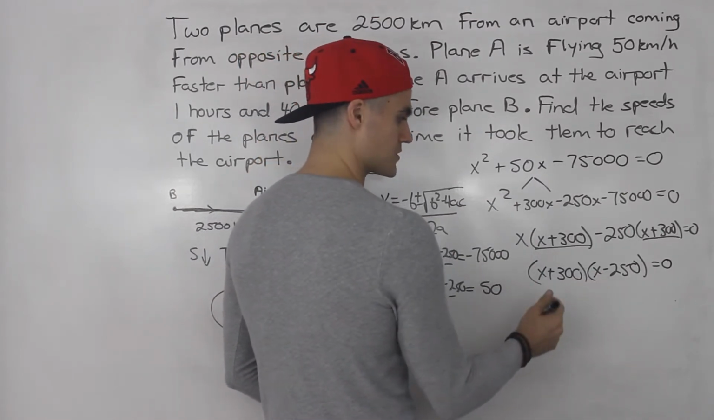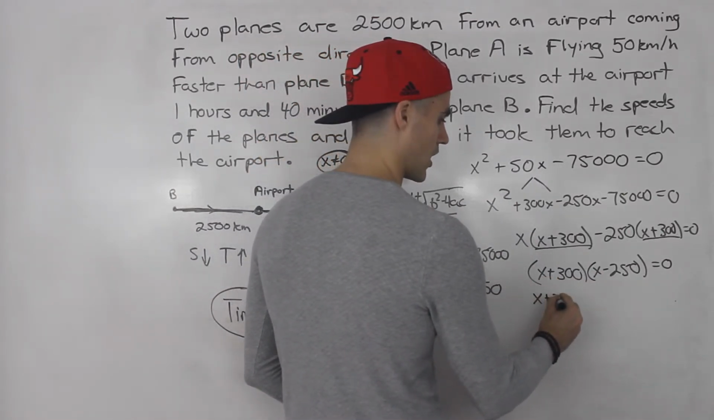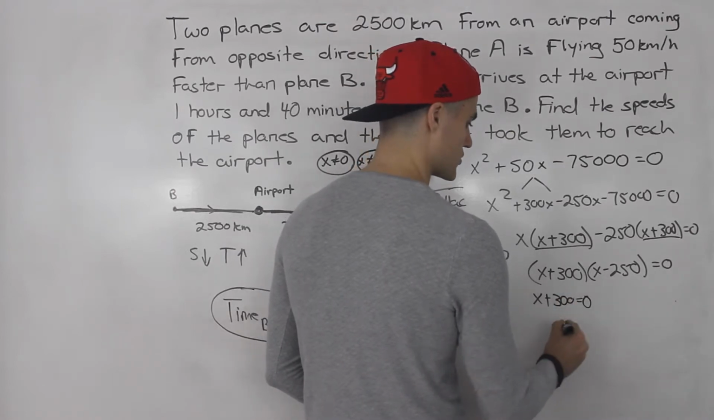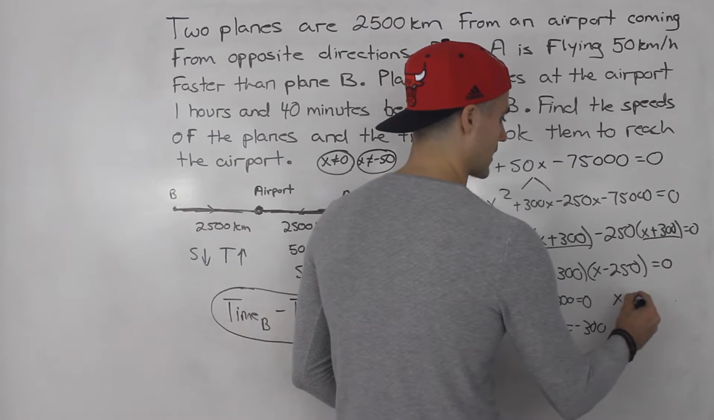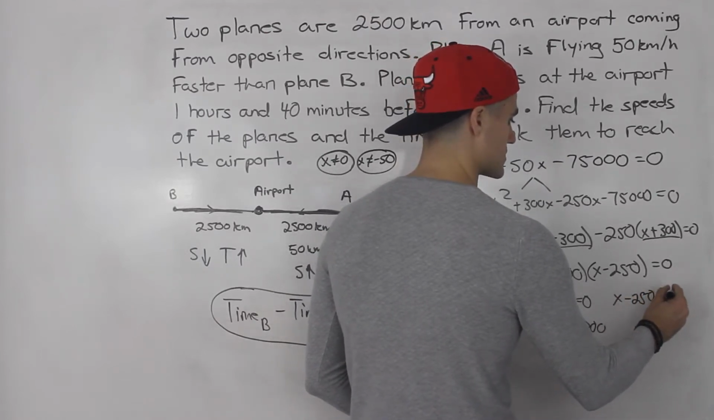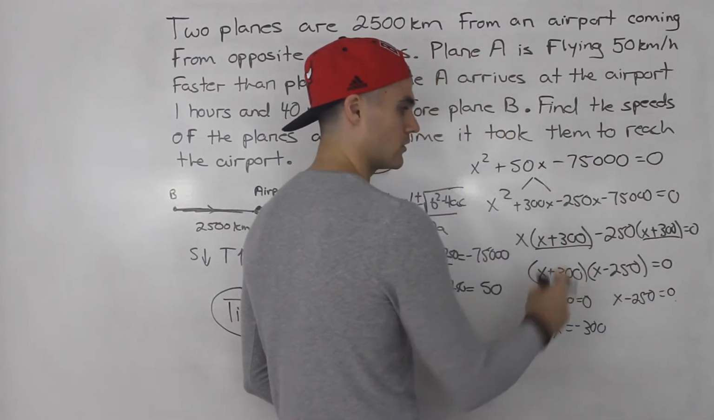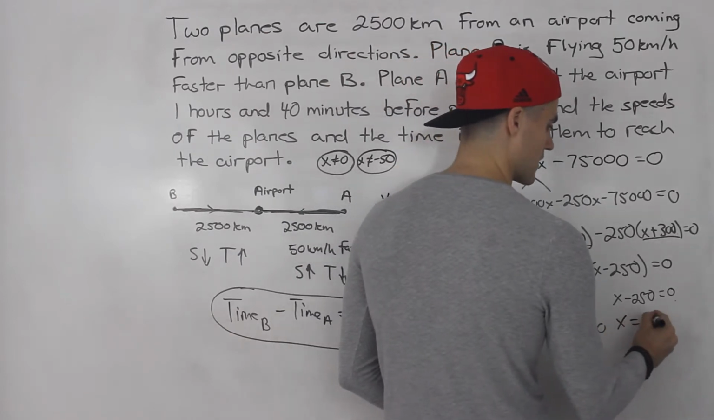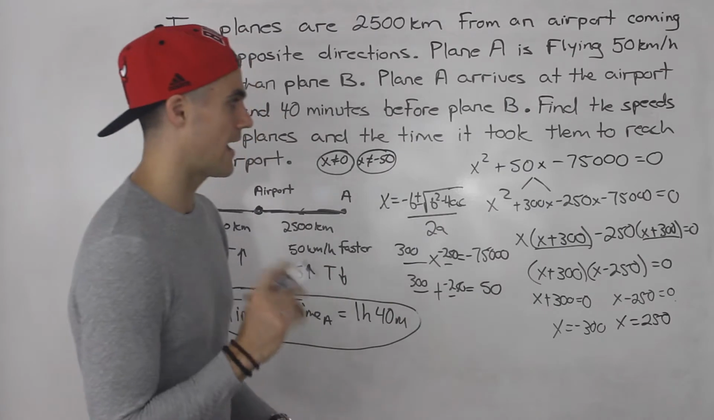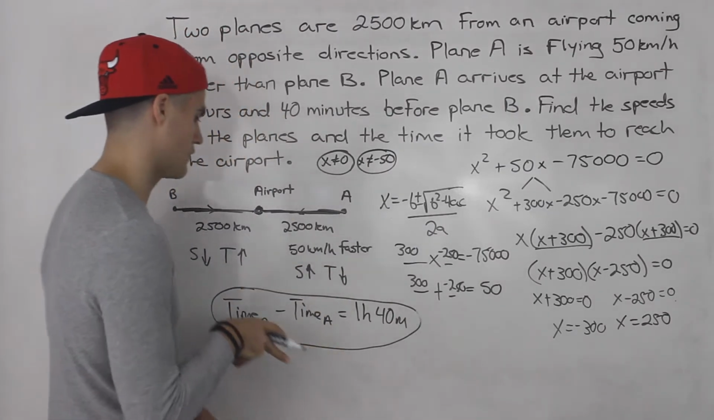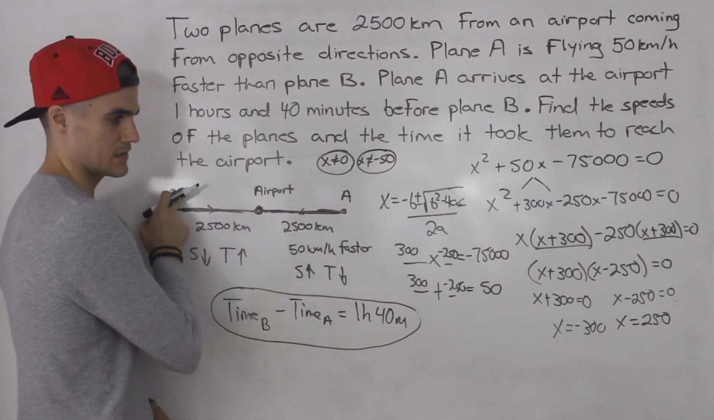So this left side is going to equal 0 either when x plus 300 is equal to 0, which happens when x is equal to negative 300, or when x minus 250 is equal to 0. This whole bracket is 0, then the whole left side is going to be 0, and that's going to happen at an x value of positive 250. Remember, we're solving for speed. X is the speed of plane B.